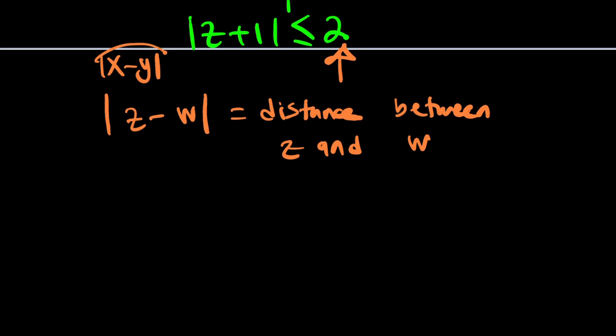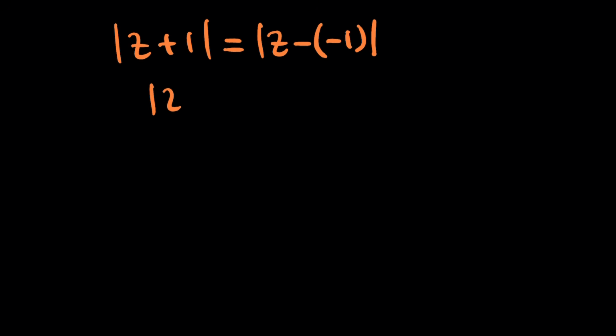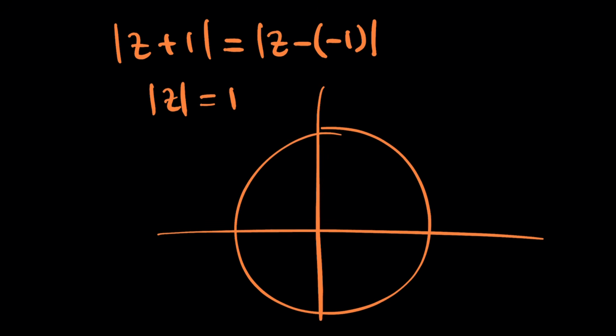Let's get back to this. Now, how do I apply it to this? Well, you can always turn this into a minus sign by doing a little trick. So the absolute value of z plus 1 is the distance between z and -1 on the complex plane. By the way, don't forget that the absolute value of z is 1. So we have a unit circle. Our z, our number, is on this circle, anywhere, as long as its radius is 1.